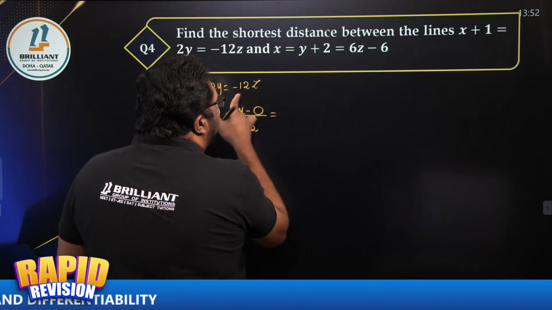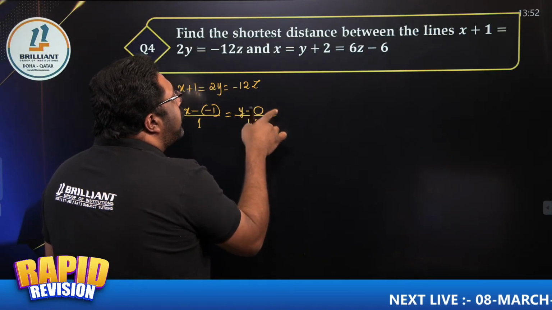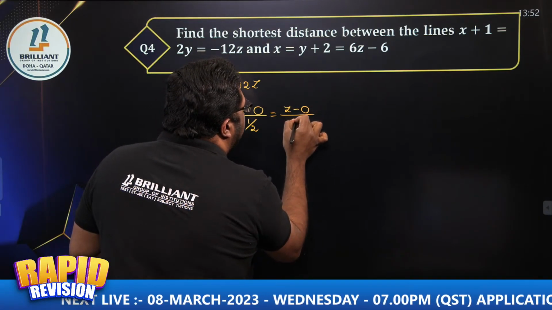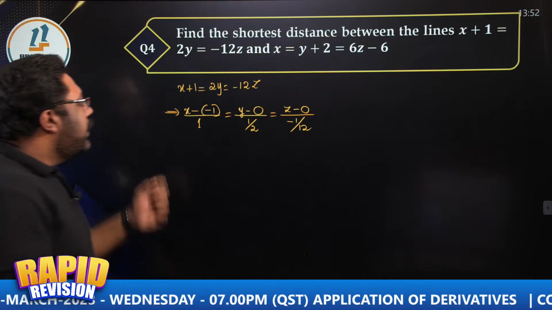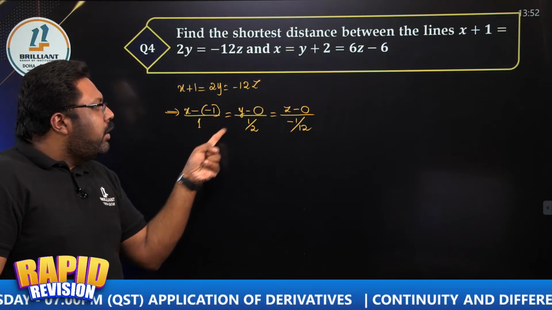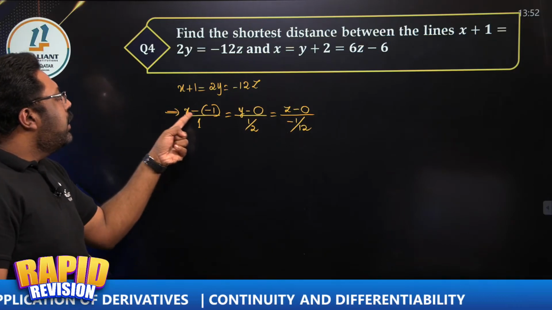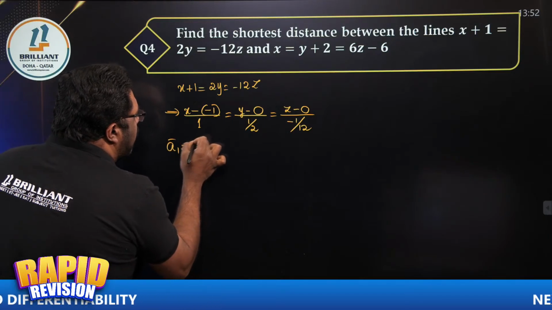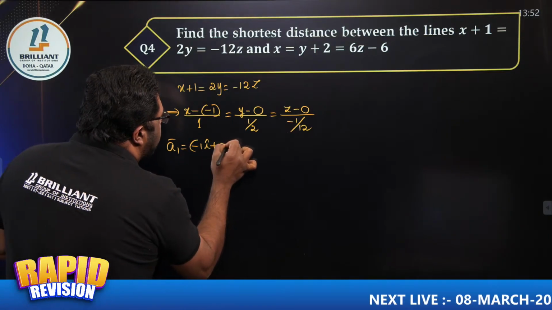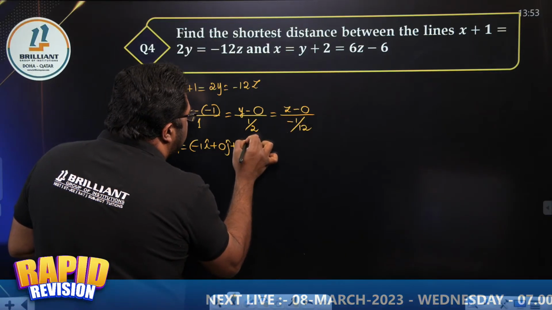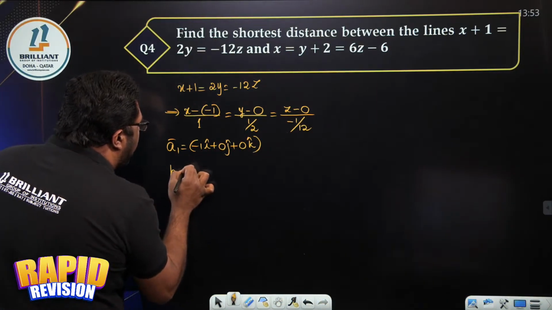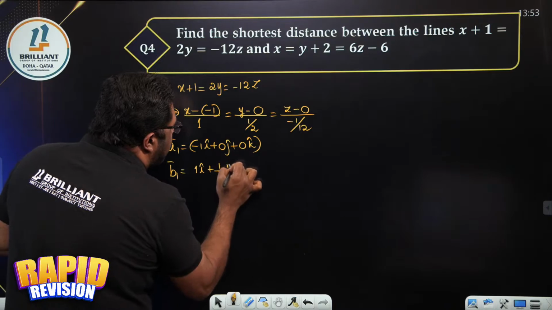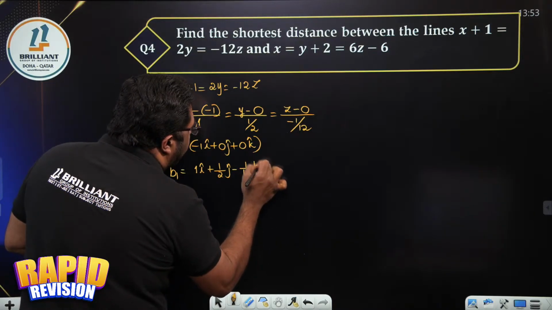The third one, same idea, divide the numerator and denominator with minus 12, z minus 0 divided by minus 1 by 12. So the direction ratios of the line are 1, 1 by 2 and minus 1 by 12, and the coordinates are minus 1, 0, 0. So my vector A1 is minus 1i plus 0j plus 0k, and my vector B1 is 1i plus 1 by 2j minus 1 by 12k.